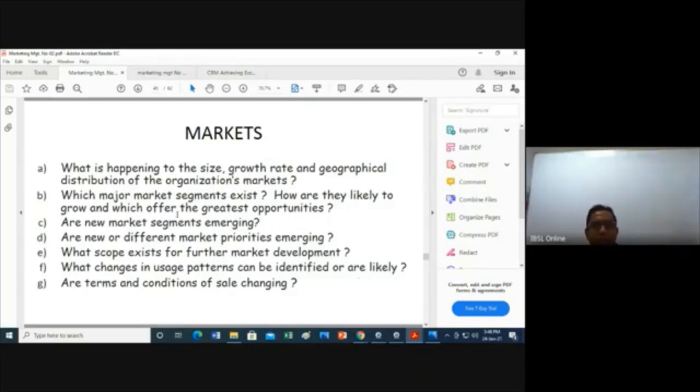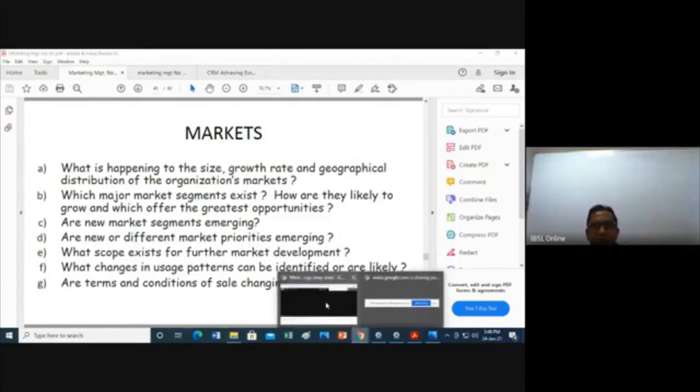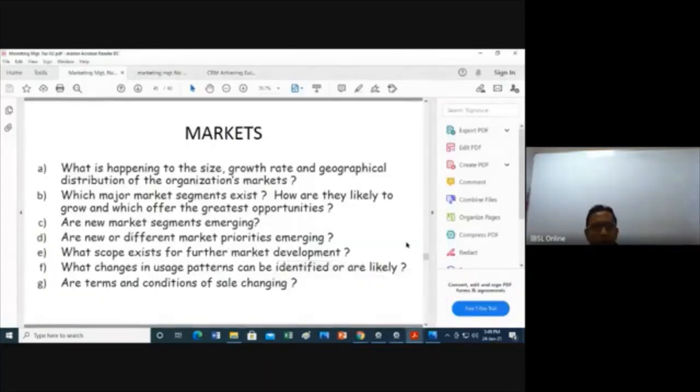Which major market segments exist? How are they likely to grow, and which offer the greatest opportunities? Are new market segments emerging? Are new or different market priorities emerging? What scope exists for future market development? What changes in usage patterns can be identified or are likely? Are terms and conditions of sales changing?